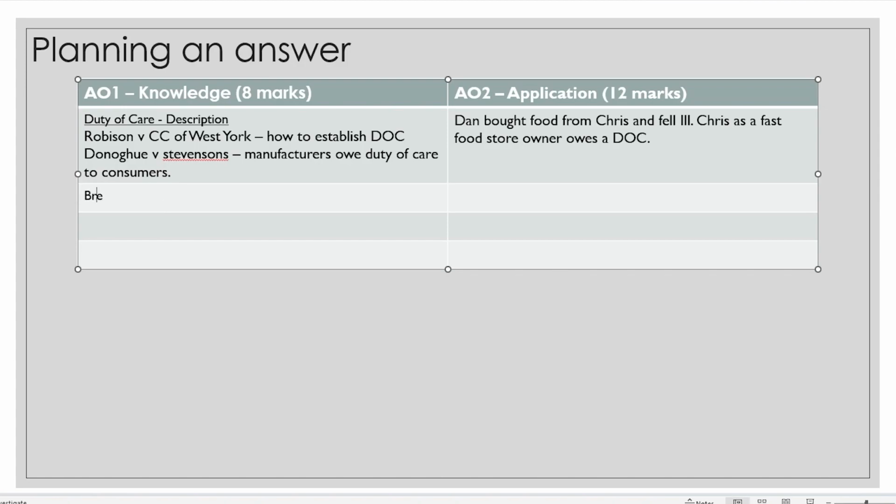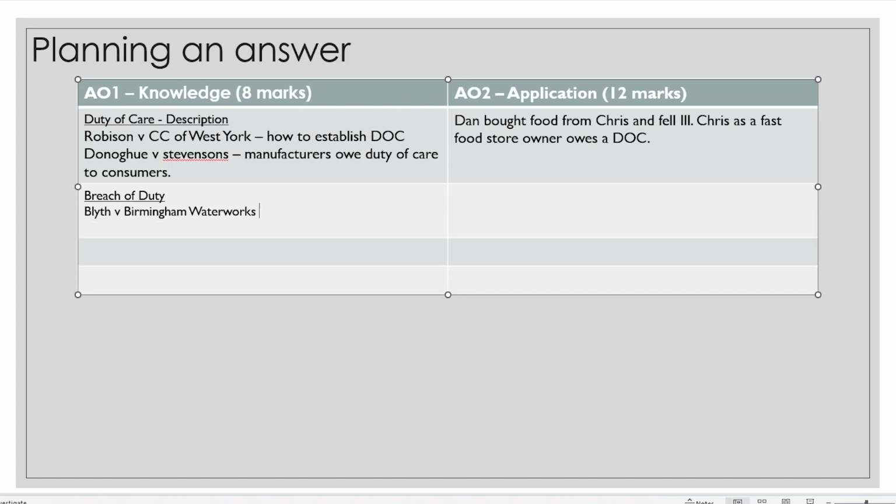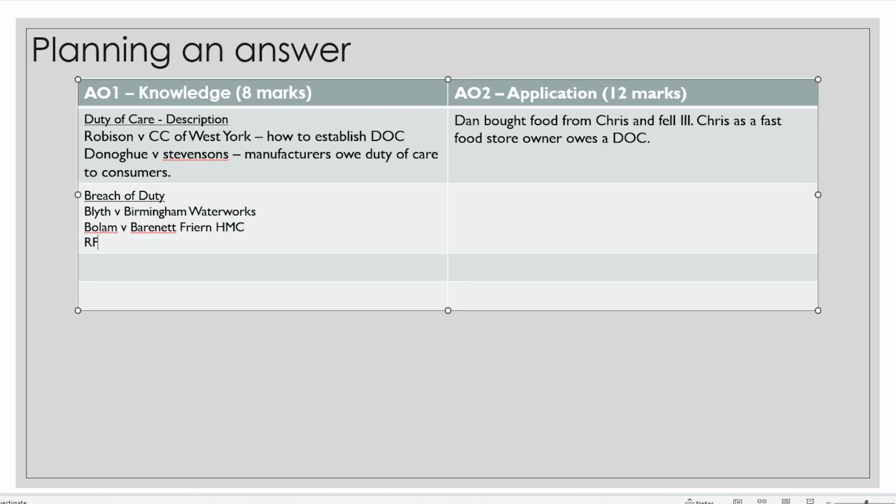Next one is breach of duty. So in breach of duty, straight away, standard of care, Blyth v. Birmingham Waterworks. And Bolam, obviously, and the one for professionals is Bolam v. Barnett, Friern HMC, something like that. I don't remember exactly.